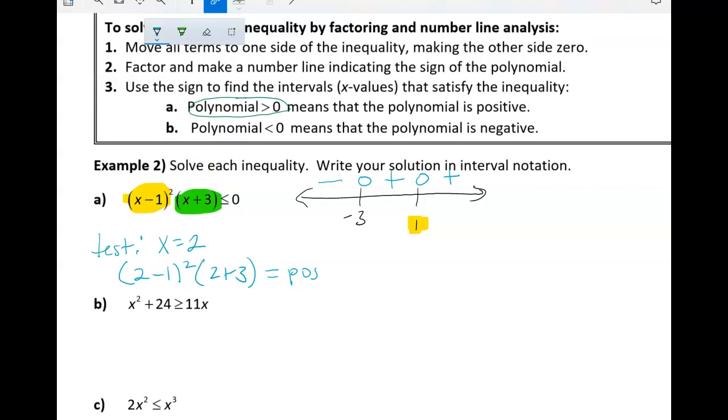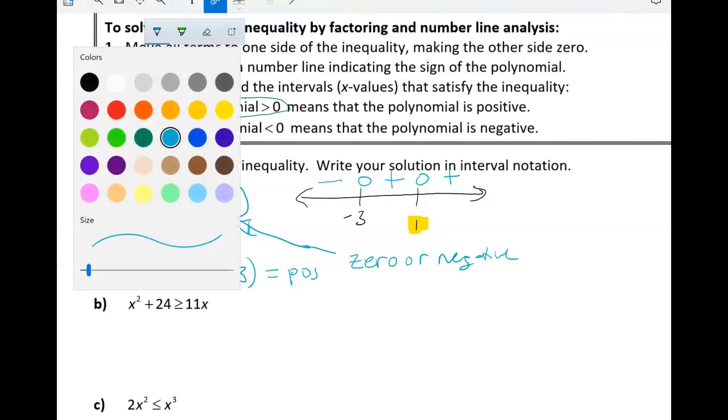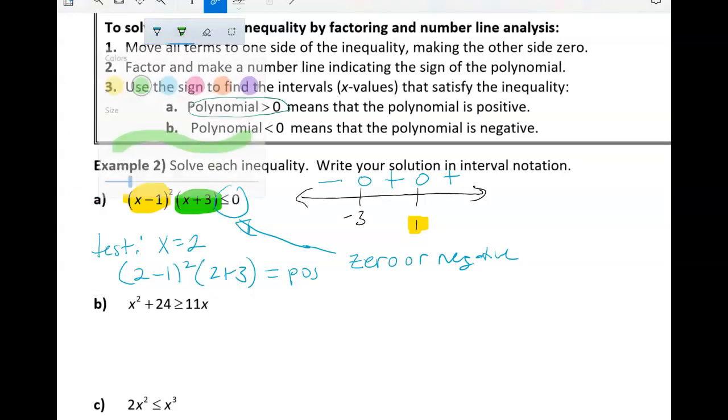All right, now let's take a look at the inequality. The inequality said that the polynomial is less than or equal to 0. What kind of numbers are less than or equal to 0? 0 or negative. So now let's mark off on our number line where that polynomial is 0 or negative. So I'm just going to grab my highlighter and do this on the number line. Here's where the polynomial is 0. Here's where the polynomial is negative.